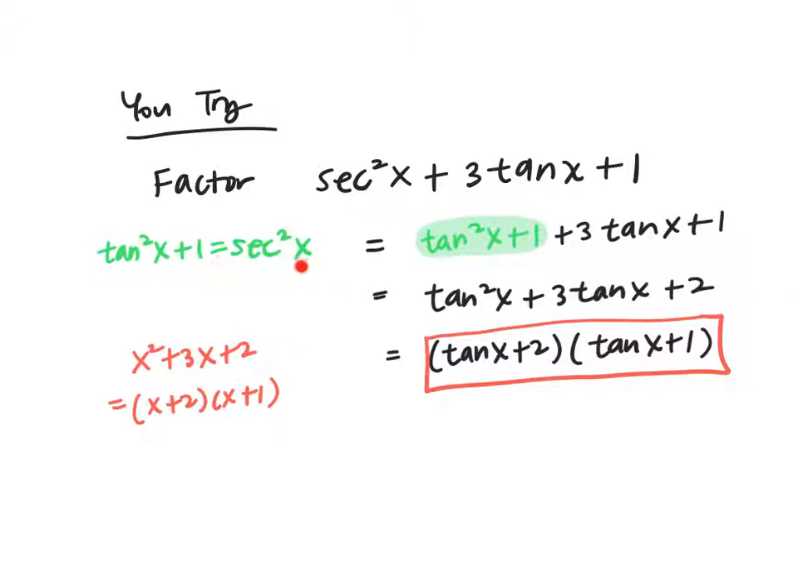So remember, tan in 1 secant, that's one of the Pythagorean identities. So everywhere I see secant squared x, I'm going to substitute it with tangent squared x plus 1. Combine like terms, right? 1 plus 1 is 2. Put it in decreasing order of power. And I am ready to factor. So again, think in terms of x squared plus 3x plus 2, which factors to x plus 2 times the quantity x plus 1. And then everywhere you see x, you substitute it with tangent of x.